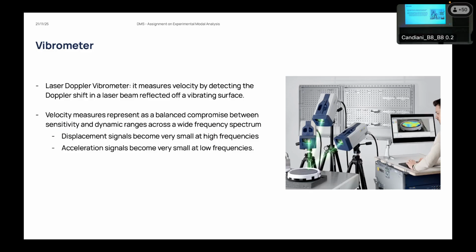And this is usually a balance between the resolution you can get at high frequency, that could be very small if you are just measuring the displacement, or the other way, if you wanted information about the low frequencies, usually an accelerometer could be not that accurate. So in practice, the vibrometer is measuring the velocity. What we did was then to integrate it to obtain the displacement. That is the way we usually express the frequency response function: displacement over the input force.